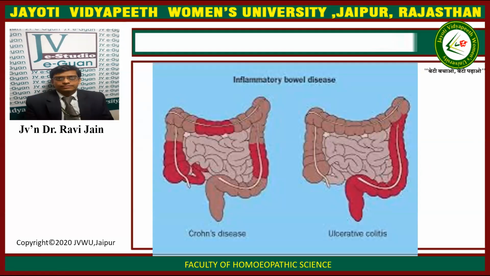So this picture is the repetition of the previous one, in which we have seen the skip lesions that are present in Crohn's disease, whereas in ulcerative colitis there are continuous lesions. There was backwash ileitis, and the lesions were spreading in the reverse direction.